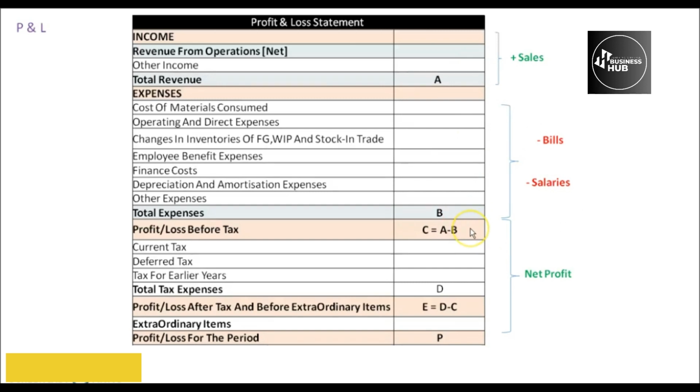The difference between the two will give you the profit, and net profit is nothing but the difference between the income and the expenses. Here these two line items are slightly confusing. One is changes in inventories and the second is depreciation and amortization. Probably we'll be coming back to these two line items when we go further into the course.